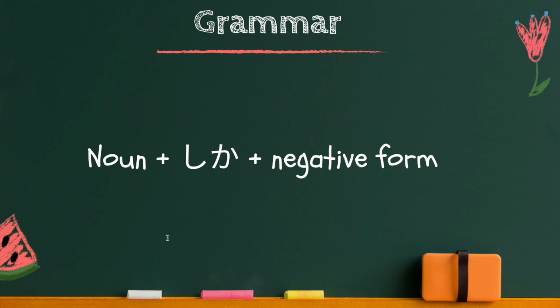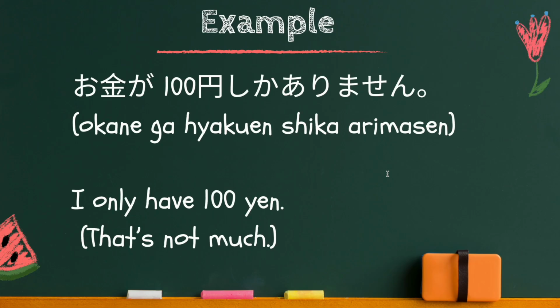Grammar format is this: noun plus shika and lastly the negative form. I will show you two examples. I only have 100 yen. お金が100円しかありません。Noun plus shika and lastly the negative form ありません。ありません is polite. Casually, you can say 100円しかない。Both are correct. Next one.